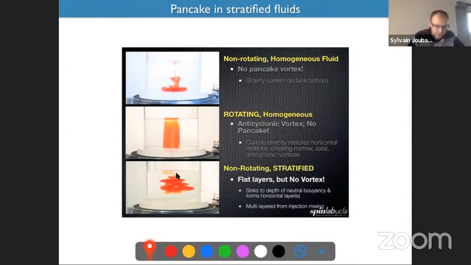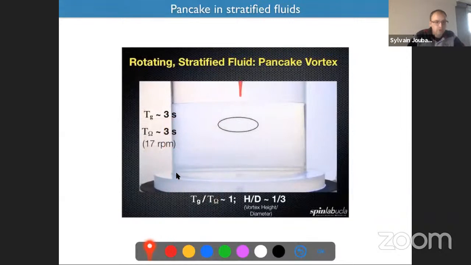It's similar to the gravity current that we have seen before. No vortex, and you have different layers because of the injection, but it's more horizontal, because stratification restores vertical motion. You have seen that this morning with mechanical material, and I will start with that tomorrow. And if we have both, you have this very nice pancake vortex with a very nice shape, with both stratification and rotation, which is very stable in time.